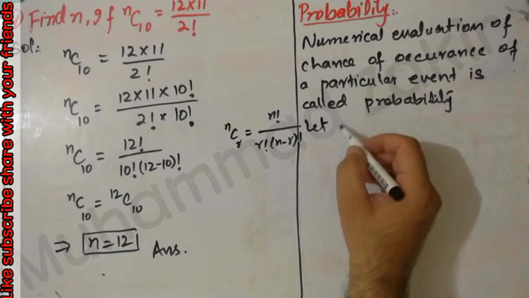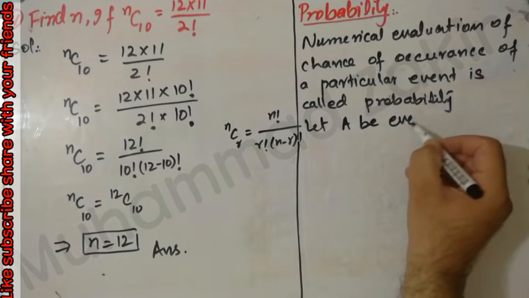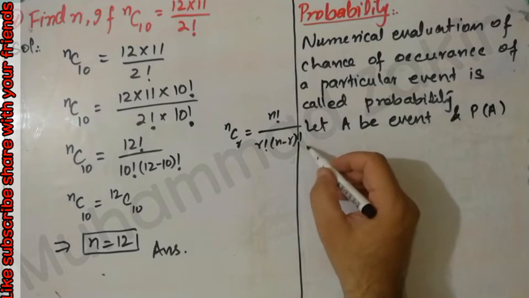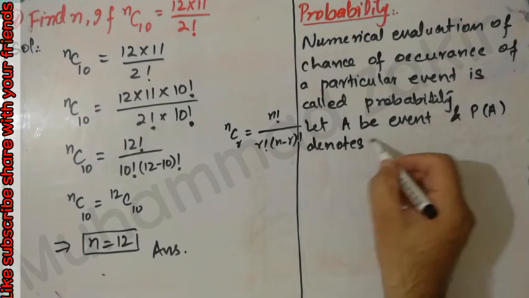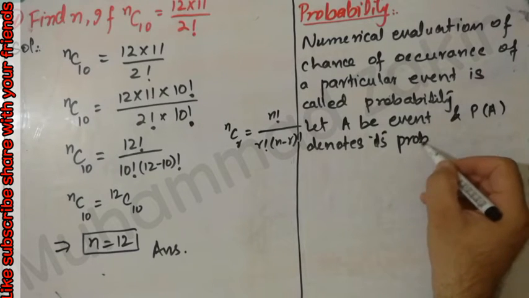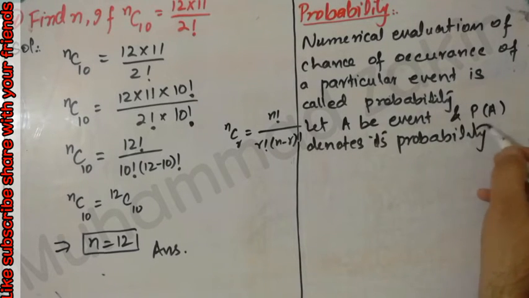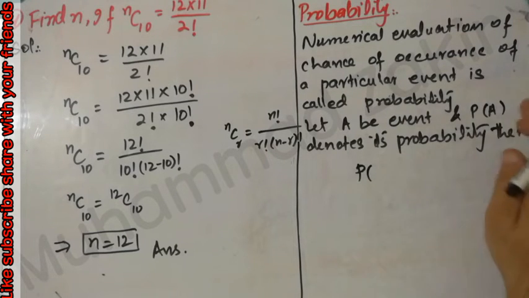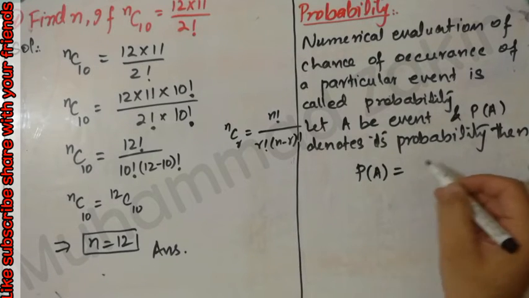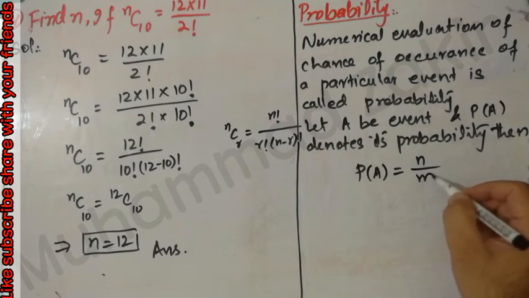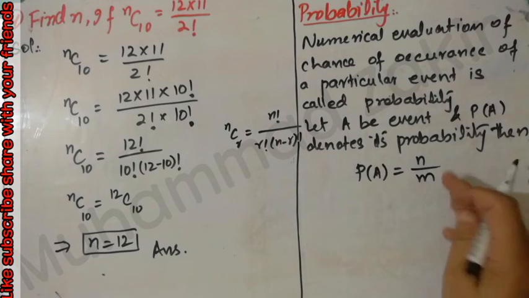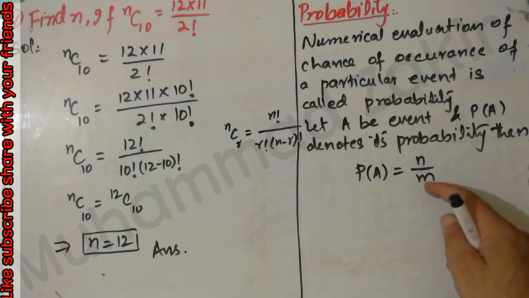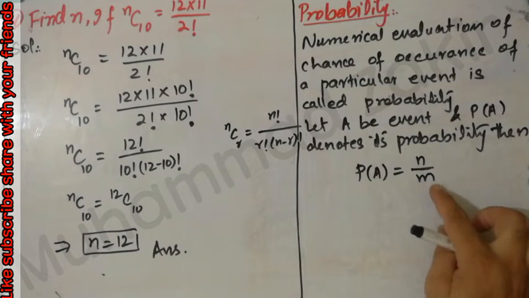Let A be an event and P of A denotes its probability. Then the definition given by Laplace is: probability of A is n by m, where n is the number of elements in the event in the sample space and m is the number of all possibilities.